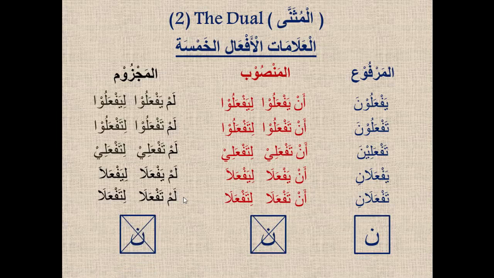So hopefully this slide clarifies the case ending markers for al-af'al al-khamsa. Again, to review, in the marfu' we have the presence of the noon, that is the marker, but in the mansub and the majzum we have to drop the noon.